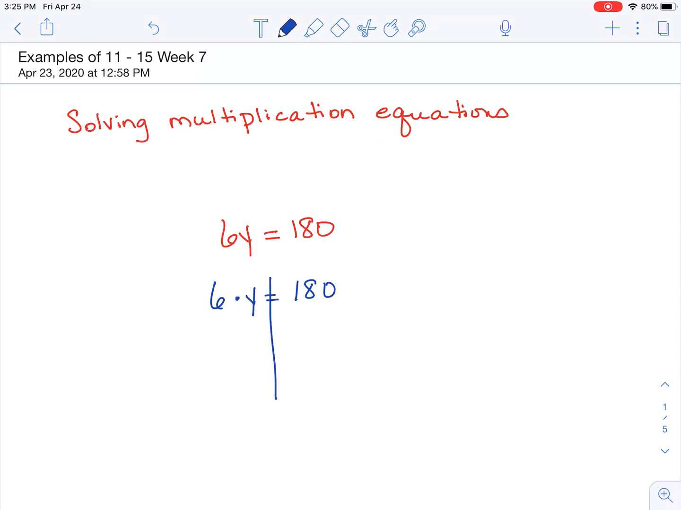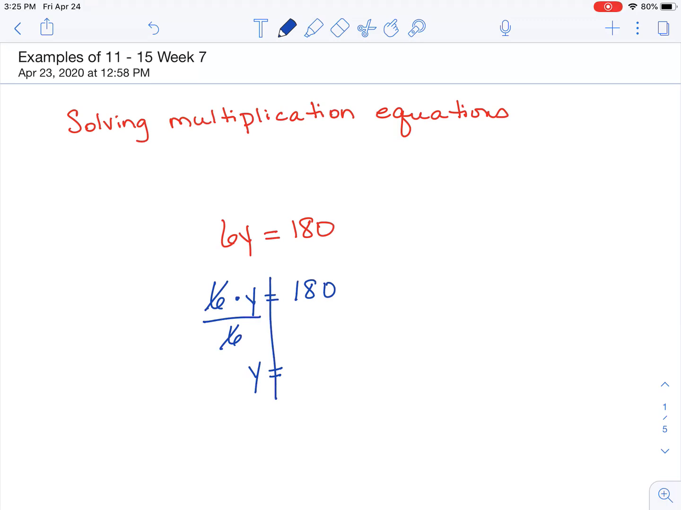Remember, what we want to do is we want to get y by itself. And so to get y by itself, we have to do the opposite. So instead of multiplying by 6, we have to do the opposite. And the opposite of multiplying is dividing. So I'm going to divide this side by 6. And then that makes these two divide out, and look there. You got y by itself.